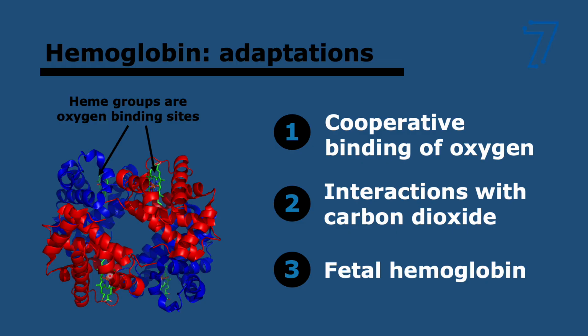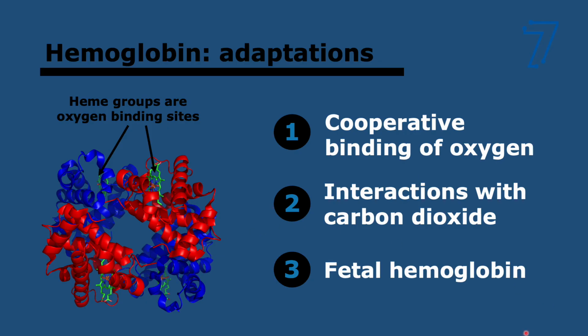Hemoglobin has a lot of adaptations for oxygen carriage. So binding of oxygen is cooperative. What does that mean? Basically, when oxygen binds to one heme group, it increases the affinity of the other heme groups for oxygen through conformational changes. That also happens in the opposite direction. The second one is its interactions with carbon dioxide, which we'll look at in the next slide.